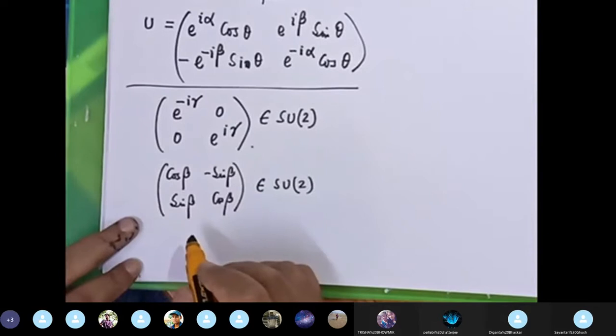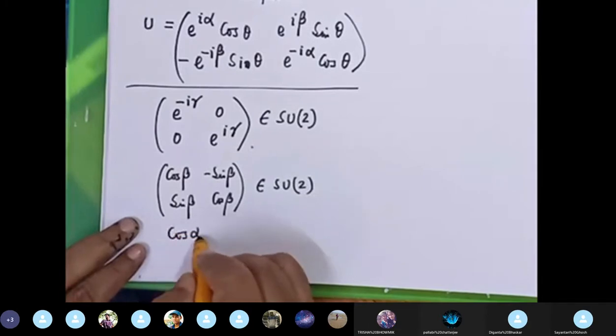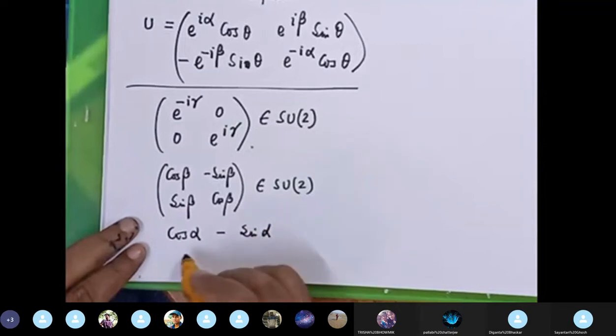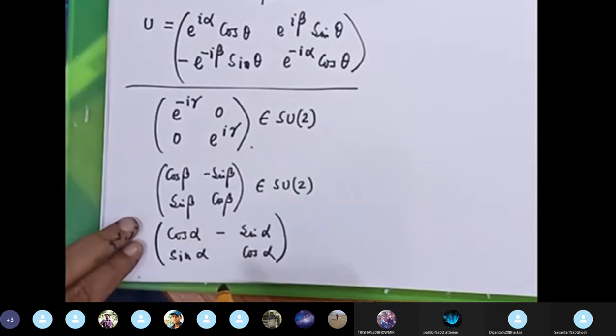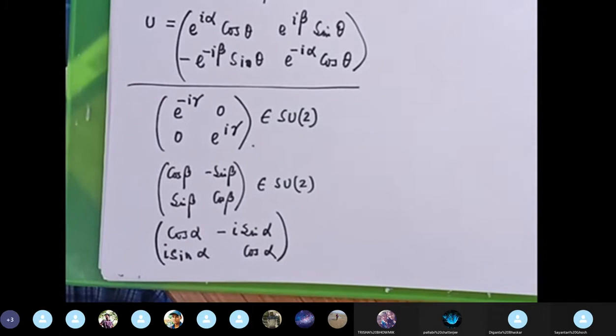So now I choose a specific way here. Let's write this. Cos alpha, minus sin alpha, cos alpha. This is the same as the above matrix, so this cannot be. But I do one thing. I put an i here, I put an i here. Clear? Not everywhere, only at the off diagonal positions.